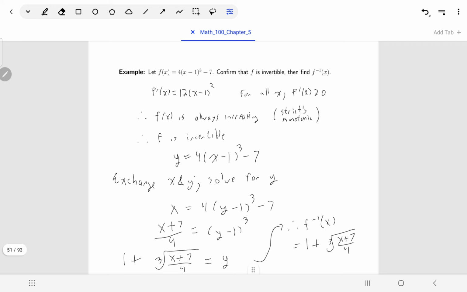If I wanted to, and I'm going to leave this as an exercise for you to do, I should confirm that f composed with f inverse will give me x, but I will promise you now that yes, it certainly does. But I'll leave that as an exercise for you to do.